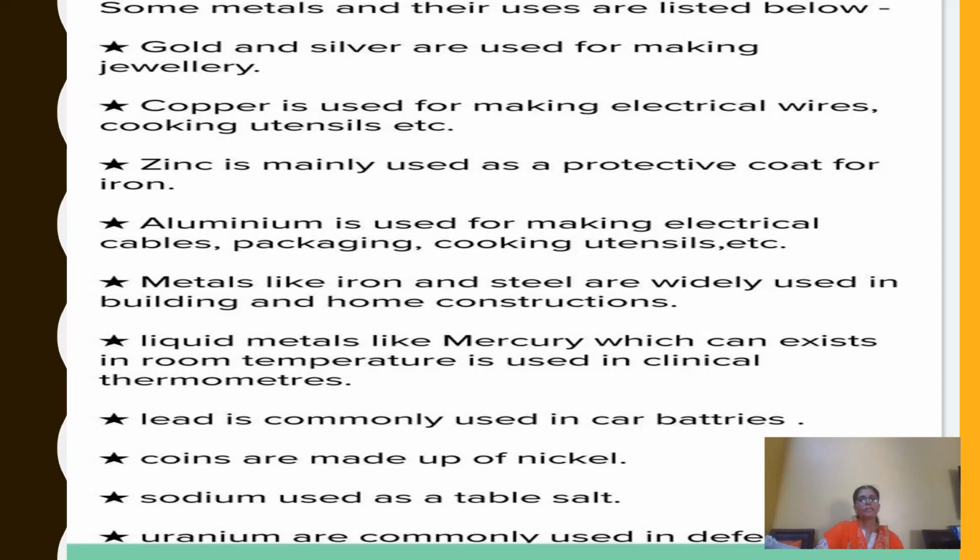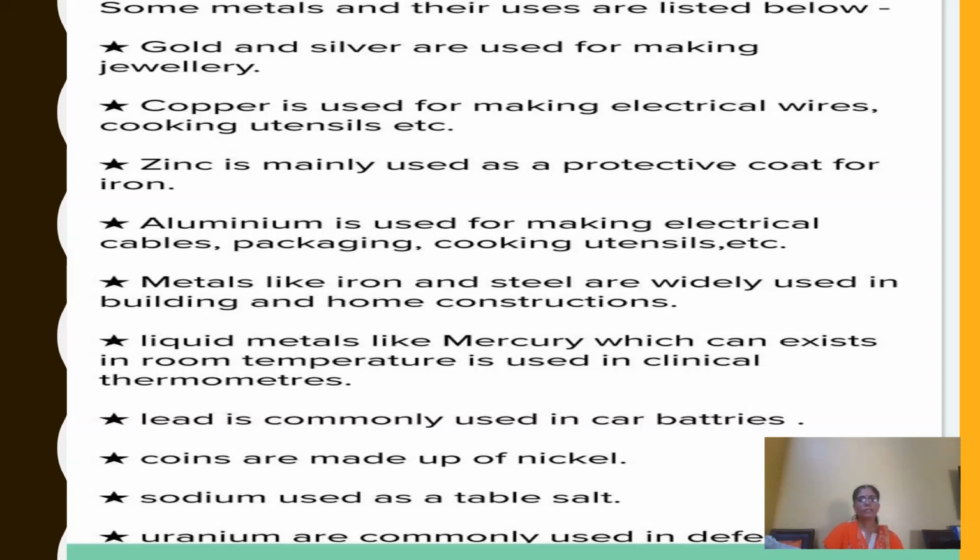Next metal, let us see about zinc. Zinc is coated on iron articles. This we have learned in 7th standard. What is this process? Coating of zinc on iron is called galvanization.